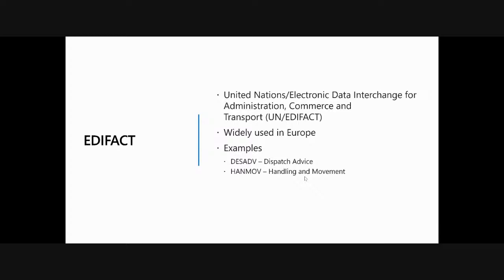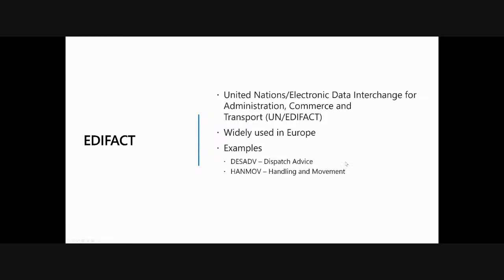A couple of examples there. They just happen to be ones that I particularly used. So DESADV, dispatch advice, and HANMOV, handling and movement. So you can imagine that those particular messages, DESADV and HANMOV, have a very specific format that defines what that message is. And the content of those messages is based on essentially a schema, and that schema defines how things on either side, like the EDI translators, handle that document and give you meaningful content back out the back of it.